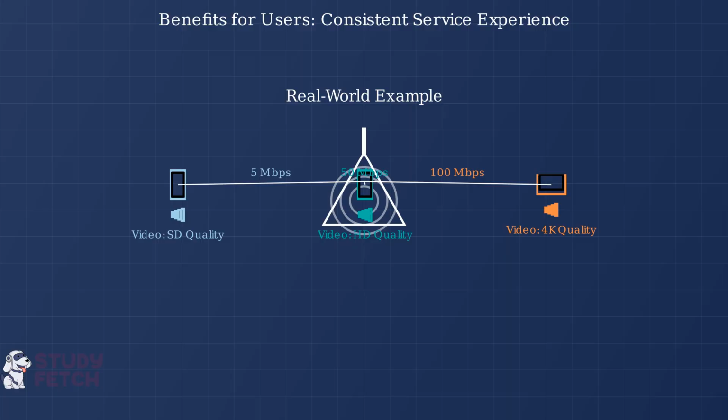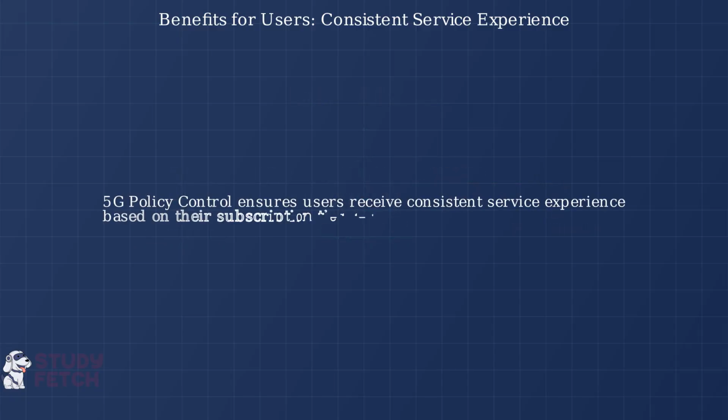To illustrate this, let's see how different users experience video streaming under the same network conditions. Each user receives bandwidth appropriate to their subscription tier. Basic users stream in standard definition, standard users enjoy HD content, while premium subscribers experience 4K quality, all simultaneously and consistently. Through effective policy control, 5G networks ensure that users receive a consistent service experience aligned with their subscription tier, regardless of changing network conditions.